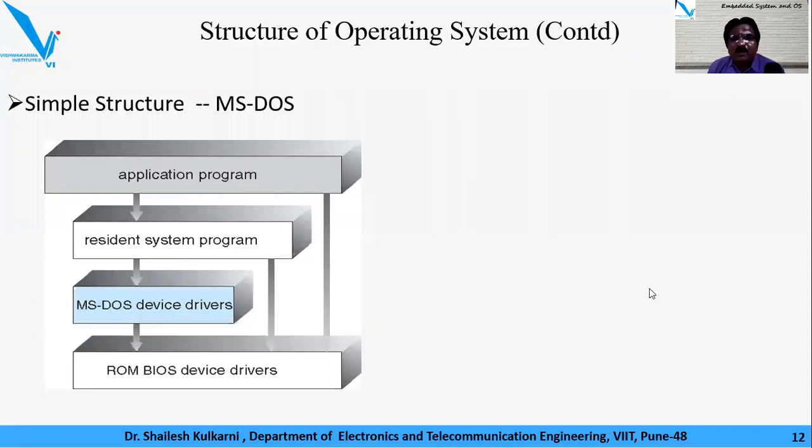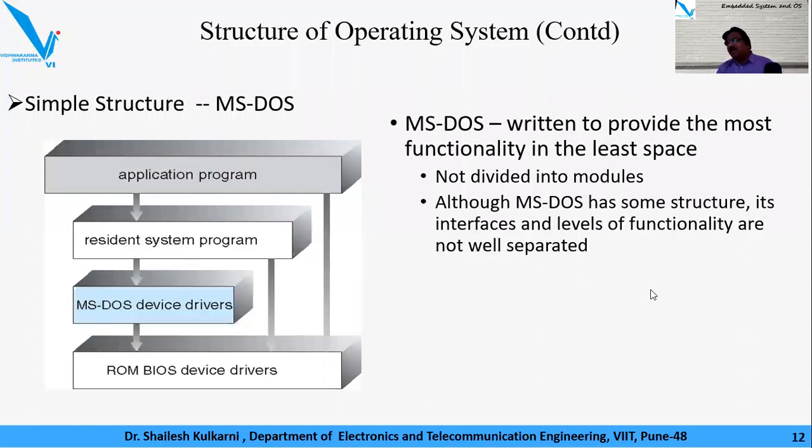Okay, so in this particular MS-DOS, you can see that it is written to provide the most functionality in the least space. This is a feature of MS-DOS. It is not divided into modules. That means it is a monolithic kind of operating system. It is not a heterogeneous operating system, nor is it a microkernel kind of operating system. So this is a monolithic operating system where there is tight coupling of the services among each other. That's what we call providing most of the functionality in least space. It is not divided into modules, as we say.